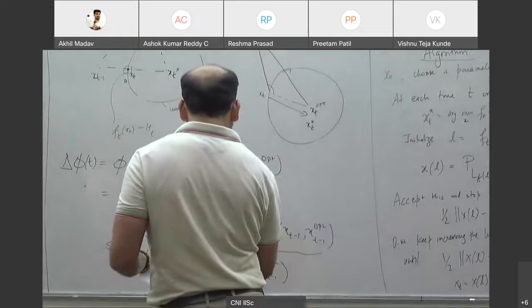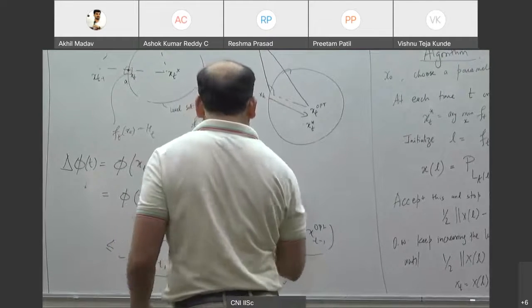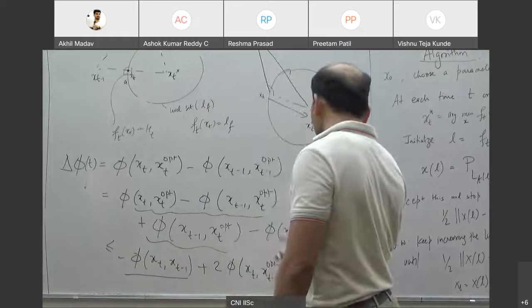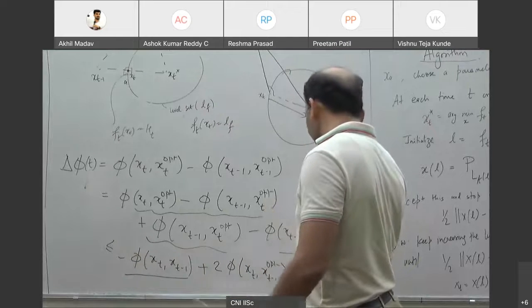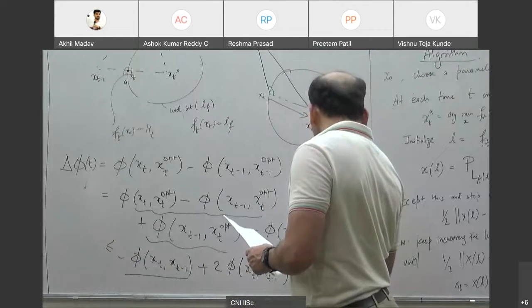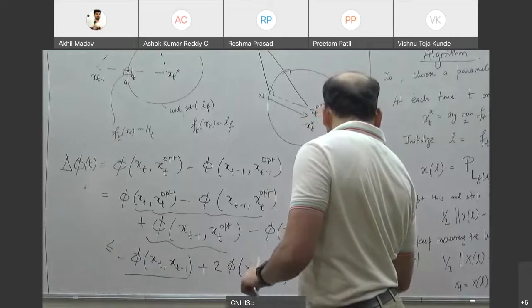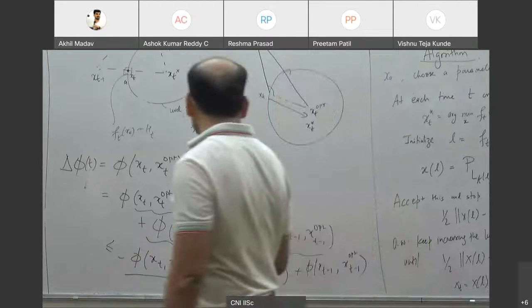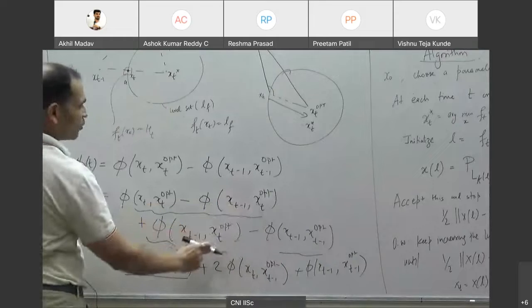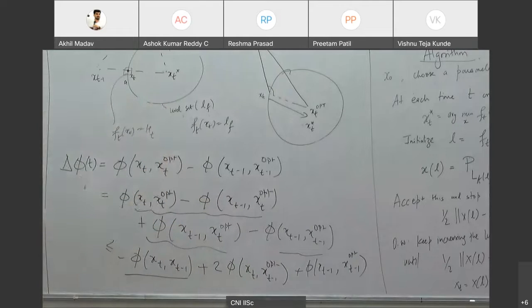So I do need OPT. I'll fix this later. This must be right. Missing some term. So let this be xt a. Application of lemma is fine. How do I get from here to here? I need maybe another step. But take this for the moment. This is the right.